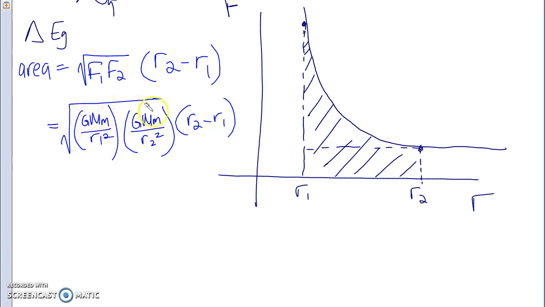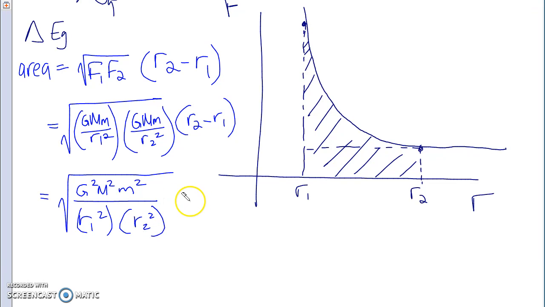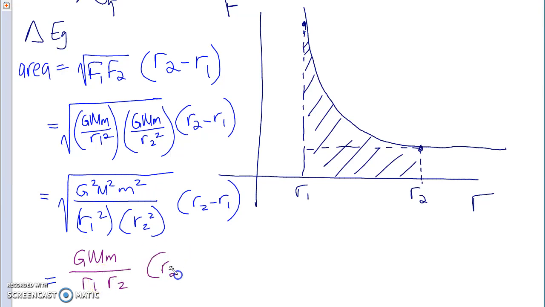Okay, what we're going to do is multiply both sides, and you end up with the following: the square root of big G squared, big M squared, small m squared divided by R1 squared times R2 squared times R2 minus R1. Cool? We're okay with that? Of course, we're going to square root the whole thing, so you end up with big G, big M, small m over R1 times R2 times R2 minus R1. We understand how we did that?